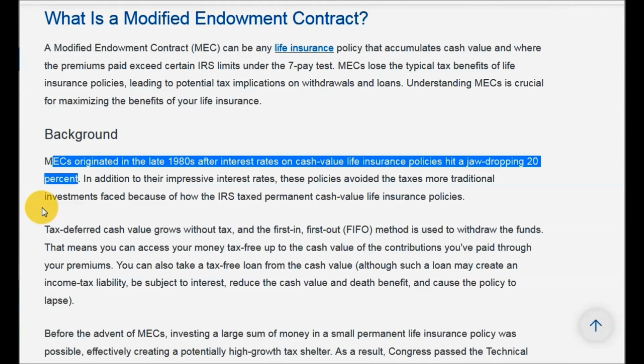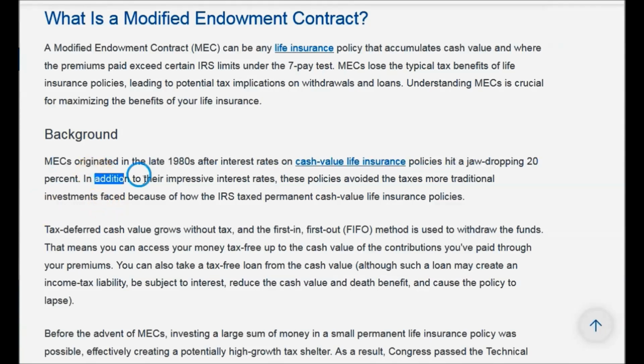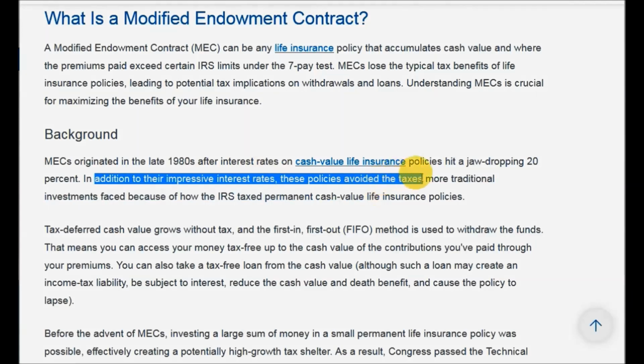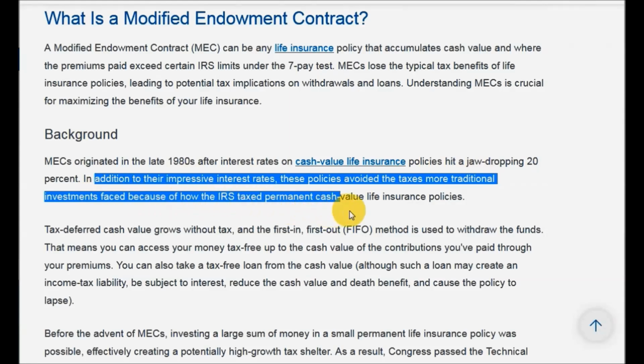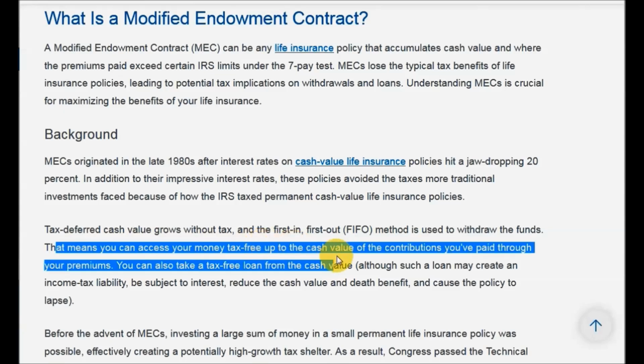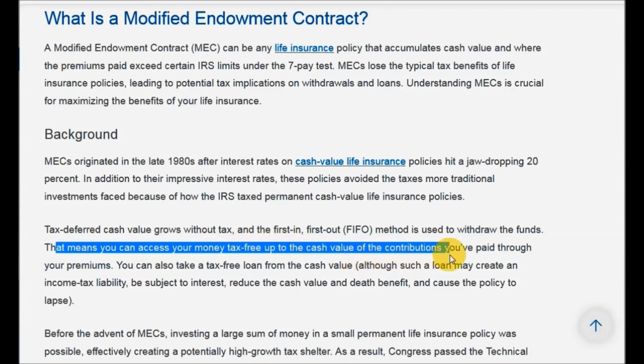In addition to their impressive interest rate, these policies avoided the taxes more traditional investments faced because of how the IRS taxes permanent cash value insurance policies. Tax deferred, aka carryover, cash values grow without tax to the cash value of the contributions you've paid through your premiums.